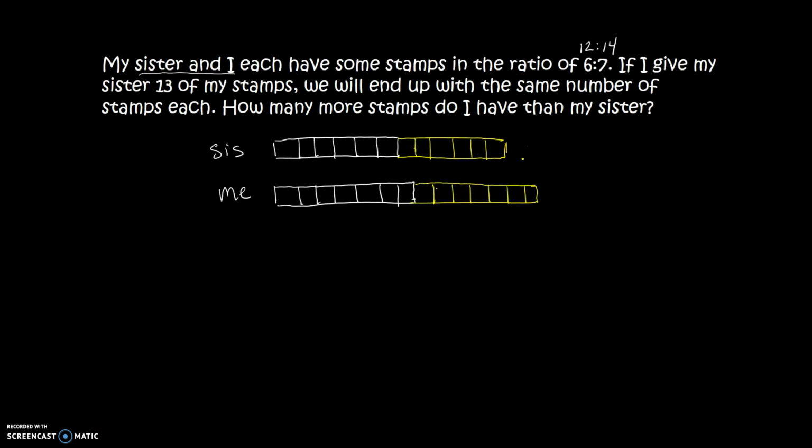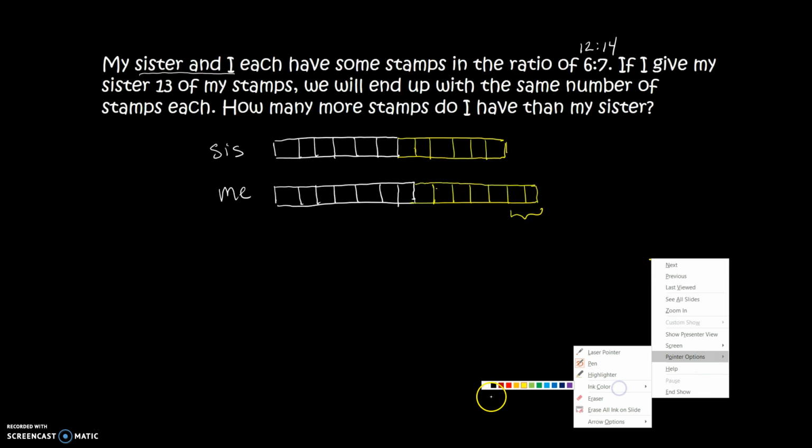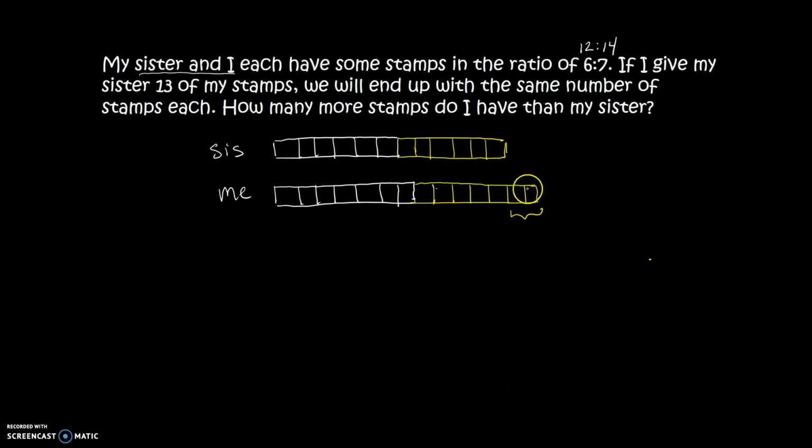Okay. So now I have 2 more than my sister right here. Now I can give 1 to my sister and we'll end up each with the same number of units. So let's use even another color here. So I'm going to take this unit, take it away from mine, and give it to my sister. Okay, now we each have 13.